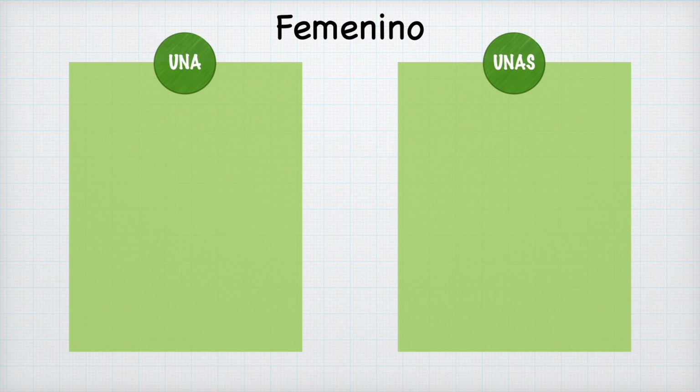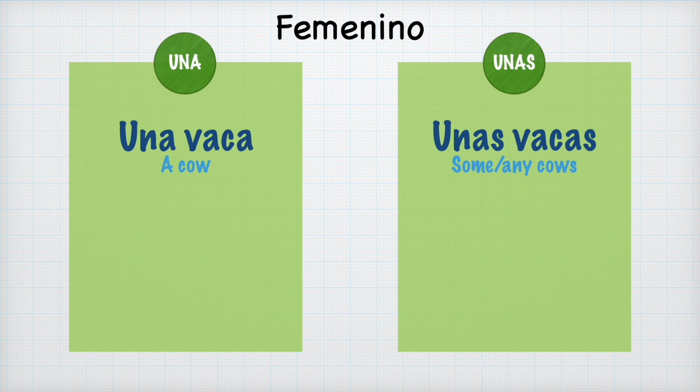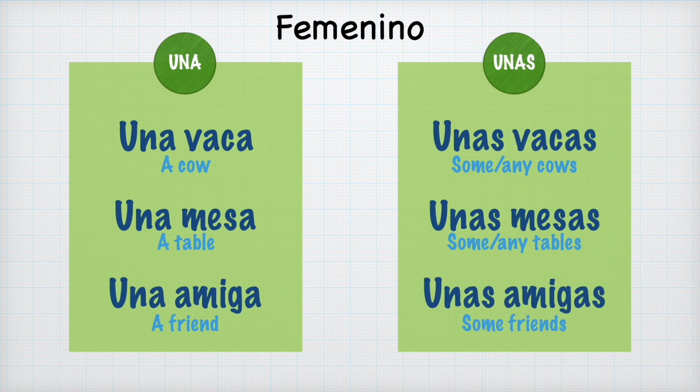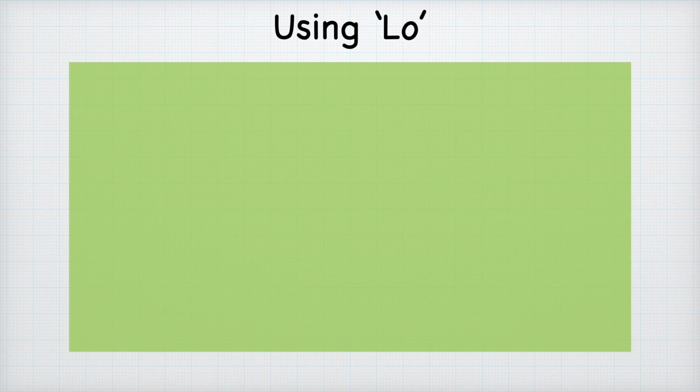For the feminine nouns, we're going to use una for singular and unas for plural. Again, with unas meaning some or any. For example, una vaca, a cow. Unas vacas, some, any cows. Una mesa, a table. Unas mesas, some or any tables. Una amiga, a friend. Unas amigas, some friends. At the beginning of the class, I mentioned lo.